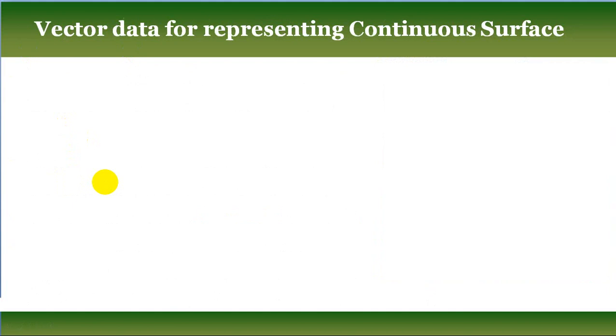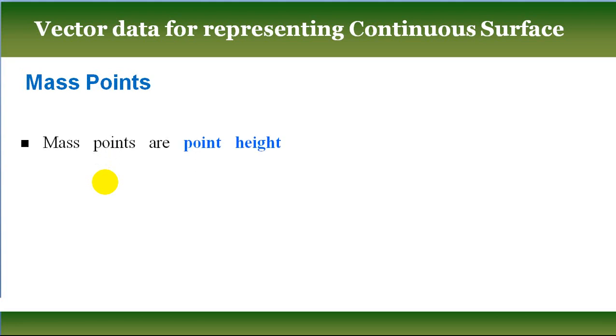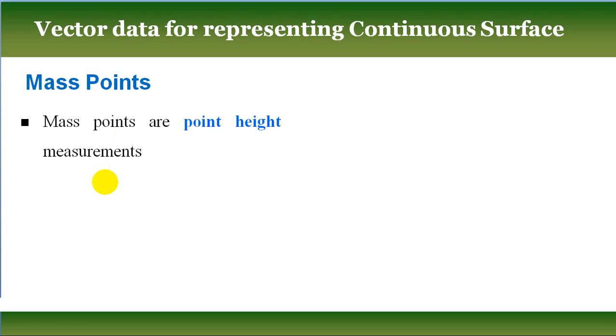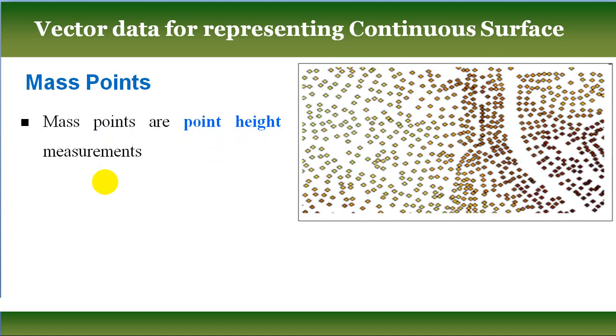Now vector data can also represent continuous geographical phenomena. One example is mass points. Mass points are point height measurements. This is nothing but a collection of points, and every point represents some sort of height measurement. But you see the spread of the points. Here the points are near to each other, and here the points are far away, sparse.